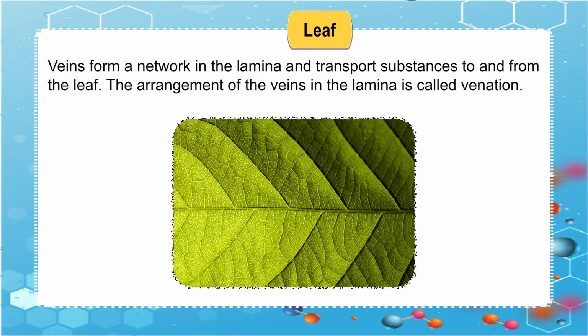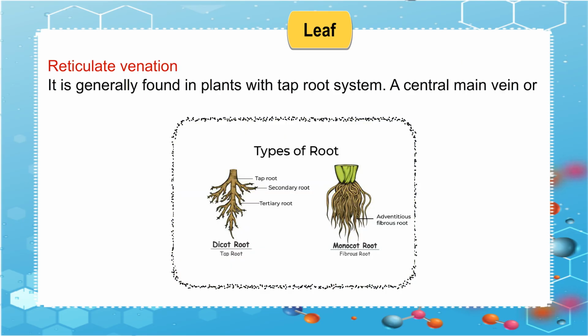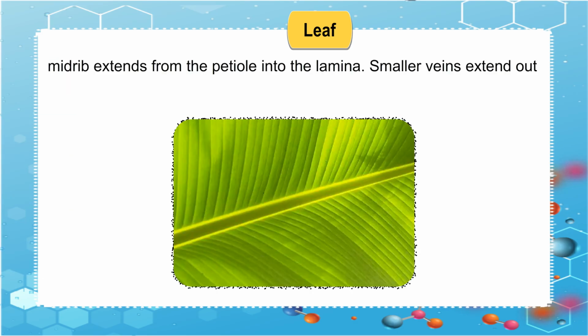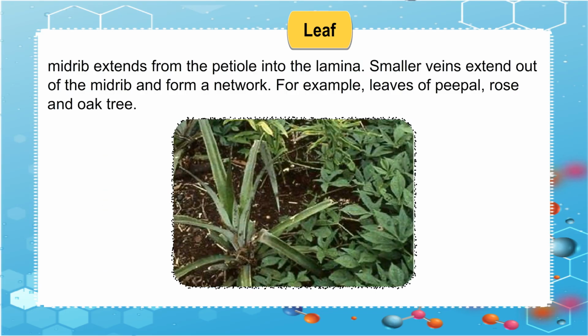The arrangement of the veins in the lamina is called venation. Reticulate venation is generally found in plants with taproot system. A central main vein or midrib extends from the petiole into the lamina. Smaller veins extend out of the midrib and form a network. For example, leaves of peepal, rose and oak tree.